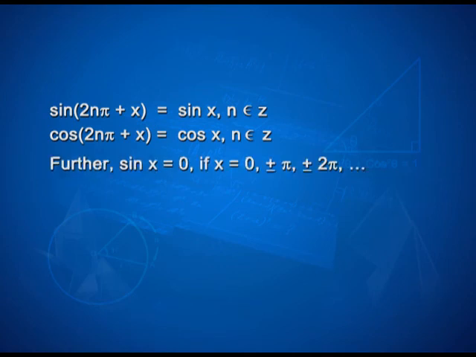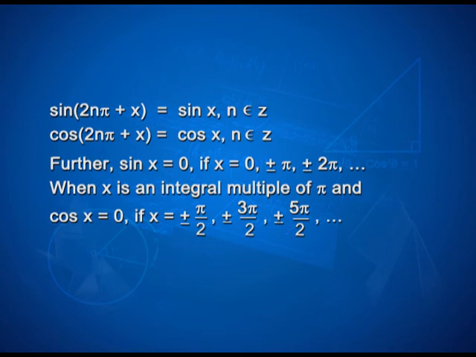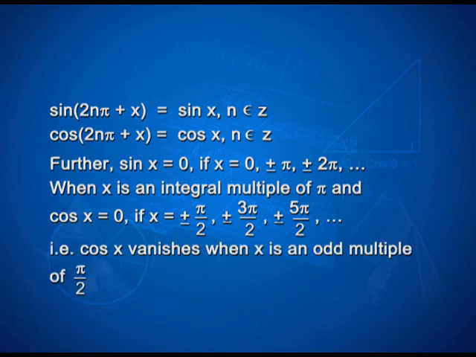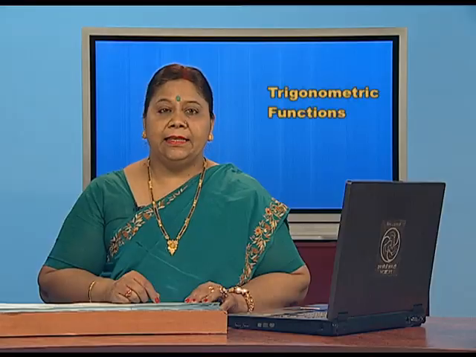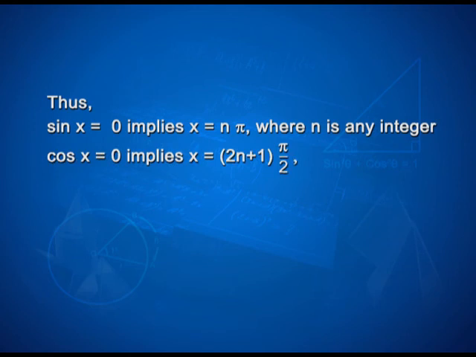Further, sin x is equal to 0 if x is equal to 0, plus or minus pi, plus or minus 2 pi, plus or minus 3 pi and so on, when x is an integral multiple of pi. And cos x is equal to 0 if x is equal to plus or minus pi by 2, plus or minus 3 pi by 2, plus or minus 5 pi by 2 and so on. That is, cos x vanishes when x is an odd multiple of pi by 2. Thus, sin x is equal to 0 implies x is equal to n pi, where n is any integer. Cos x is equal to 0 implies x is equal to (2n plus 1) into pi by 2, that means, an odd multiple of pi by 2, where n is any integer.